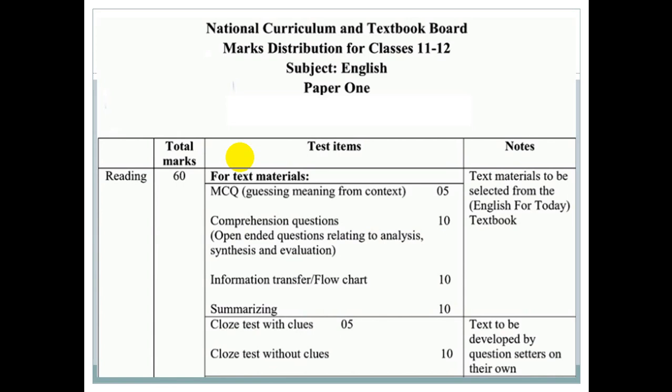However, there will be another 2 types of question, that is cloze test with clues and cloze test without clues. That means there will be 10 questions for the cloze test with clues. That means there will be clues to fill in the blanks. And the second one, the cloze test without clues. That means there will be 10 questions, each will take 1 mark, but there will be no clue. That means you have to just fill in the blanks with your own stock of vocabulary.